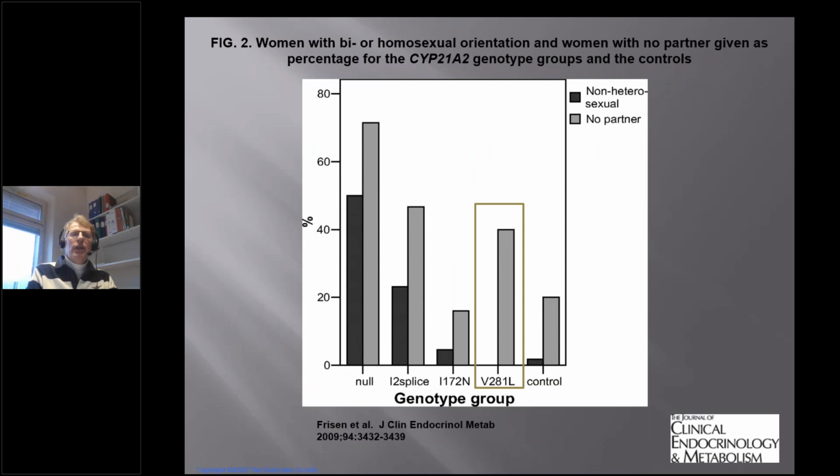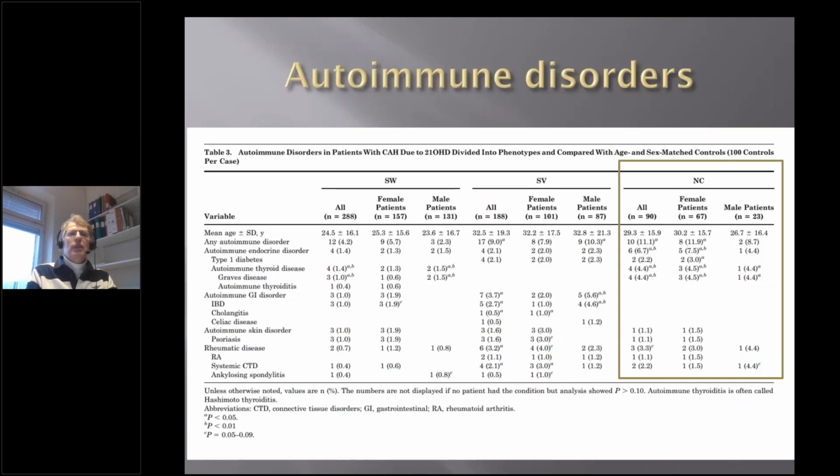As you might have heard, there has been some literature saying that bisexual and homosexual orientation is more common in women with CAH. And when we looked into our patients, it was true. However, in the non-classic, we had no patient who was non-heterosexual. So this is only valid for the classic CAH.